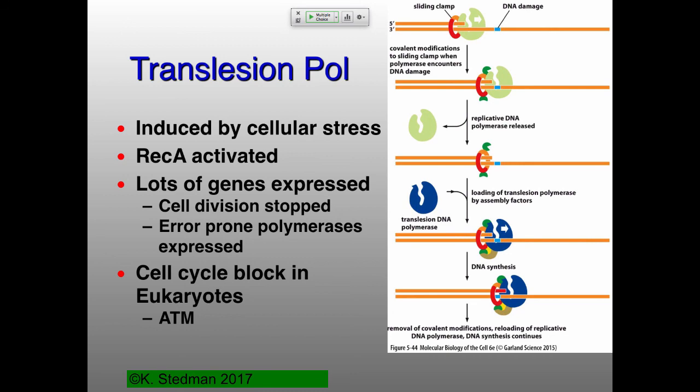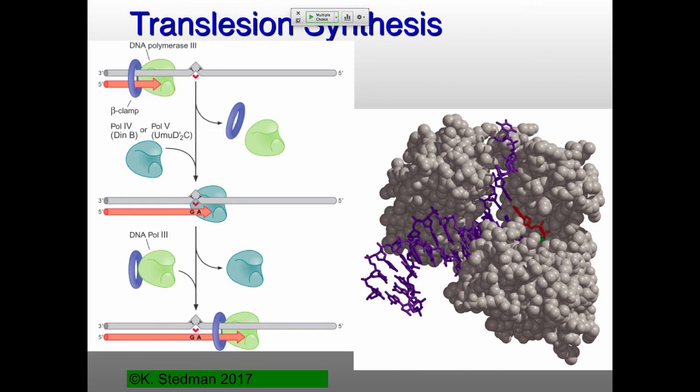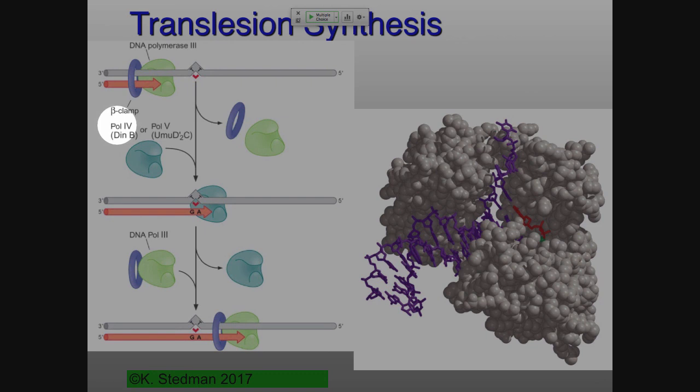So this is just another way of looking at this. This is the case in E. coli. You've got the beta sliding clamp and our normal DNA polymerase 3. You may have wondered why we had DNA polymerase 1 and DNA polymerase 3. Some of these other DNA polymerases, DNA polymerase 4 and DNA polymerase 5, are these translesion or error-prone polymerases that will put in whatever nucleotides and then hope that DNA repair mechanisms will deal with this. This is just the crystal structure of one of these translesion polymerases here.